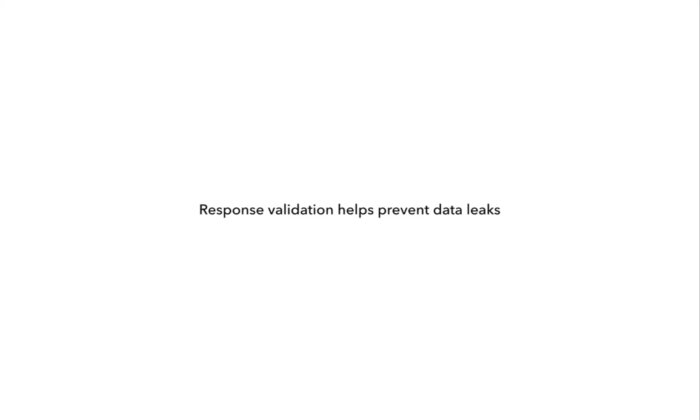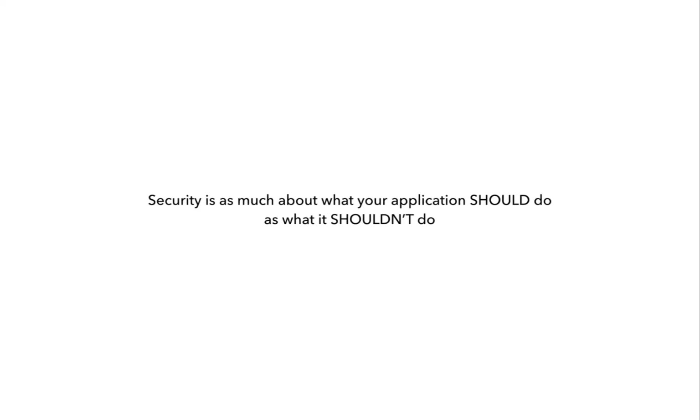For example, if we just read an object from DynamoDB and return everything, maybe there are data points that shouldn't be returned, like date of birth, or address, or credit card numbers. Or if an attacker has successfully executed a SQL injection attack against us and tricked our API into returning everything we had in the database. And security is as much about what your application should do as what it shouldn't do.